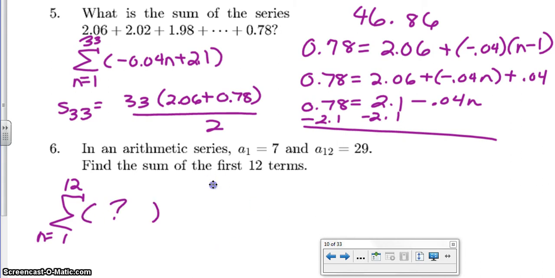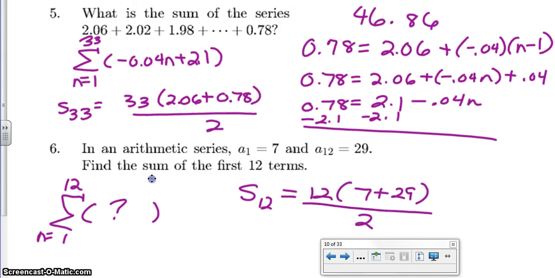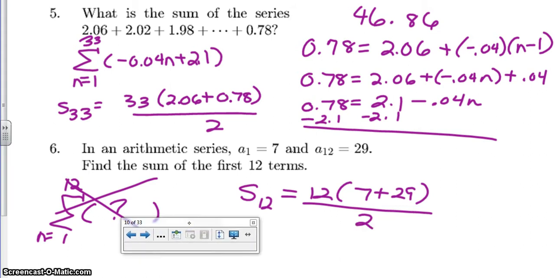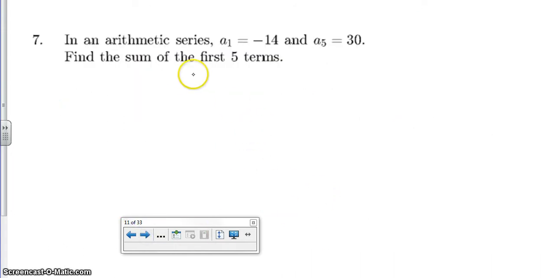Well, ladies and gentlemen, let's think about this for a minute. The series of 12 is equal to 12 times the first term plus the last term divided by 2. Did you really need to have the summation notation? The answer is no. Okay, so 7 plus 29 is equal to 36 times 12 divided by 2, and the answer for this one, S12, is equal to 216. See how easy it is when you know what you need and, more importantly, what you don't need. All right, let's take a look at number 7.